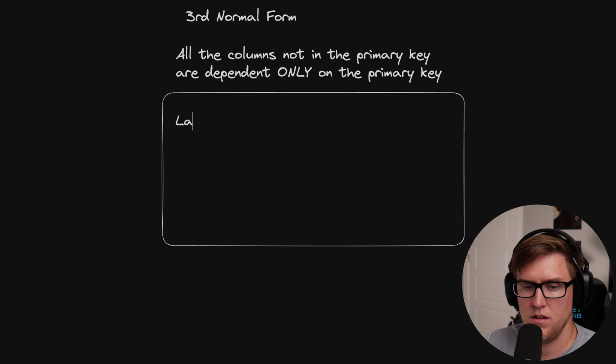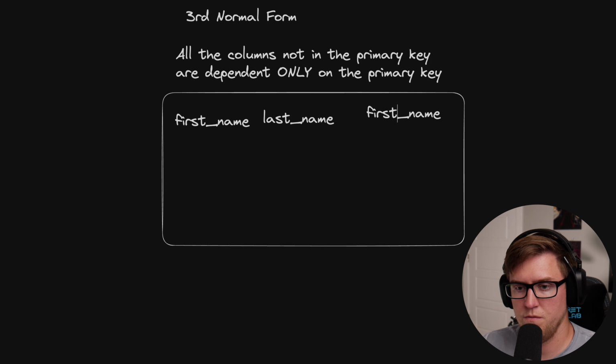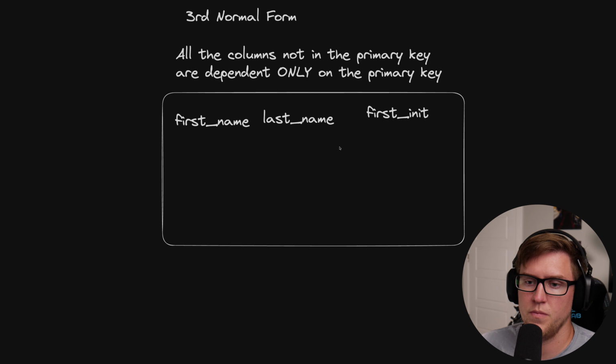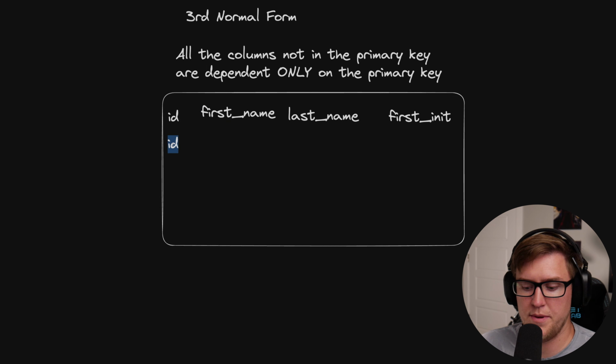Let's say that we've got Lane Small. Actually, let's do this. Let's do first name, last name, first initial. The key difference is that this time we'll add at the start an ID column. And we'll even be good database citizens and give some unique IDs. So in this example, the primary key is literally just the ID column.